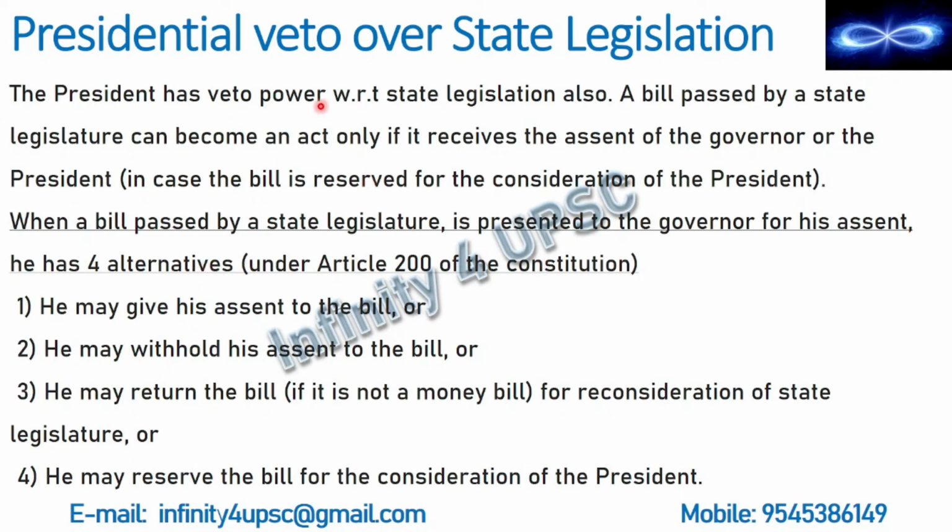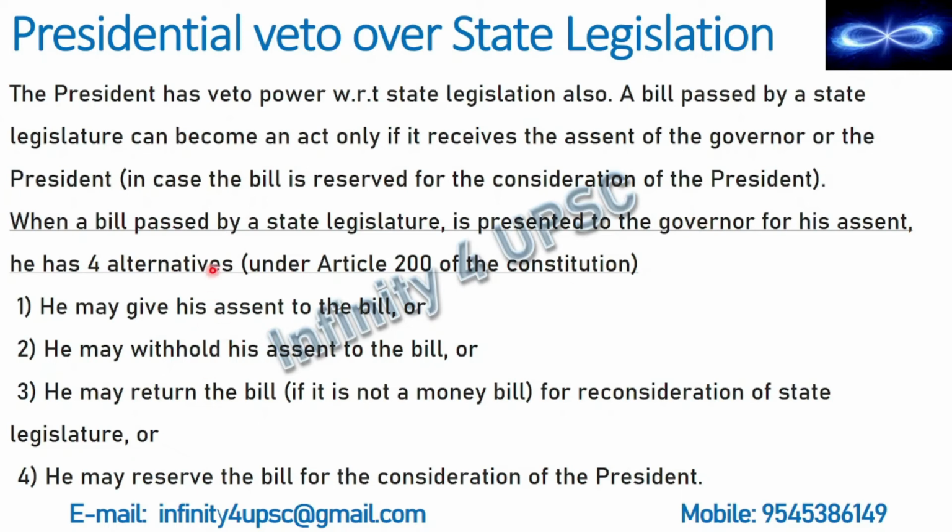What was the article related to Parliament? It was Article 111. So, the President has got 3 options when a bill has been presented to him under Article 111. Then we had seen one more article, that was Ordinance, Article 123. So, Article 123, Ordinance; Article 111, the alternatives available to the President when a bill is presented to him; Article 200, the alternatives available to the governor when a bill is presented to him.